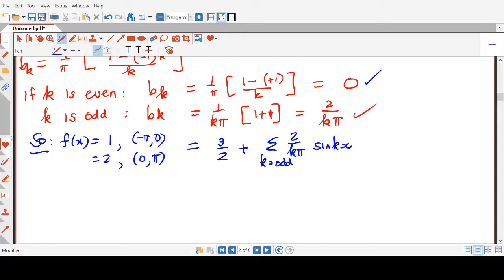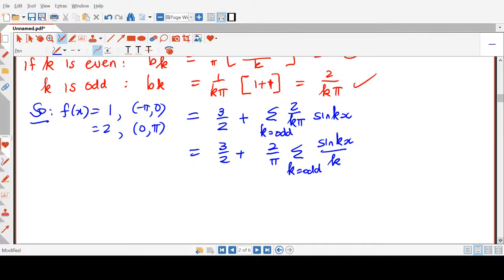Okay, customarily we can write this as 3 over 2 plus, we can pull the 2 over pi outside, sigma, sine kx over k, k equals odd. You can't take the k outside, right? Because the k is odd. It must behave according to k equals odd when you do this sigma. When you sum it, you add k equals 1, 2, 3, 4, 5. All right, so that is the Fourier series.